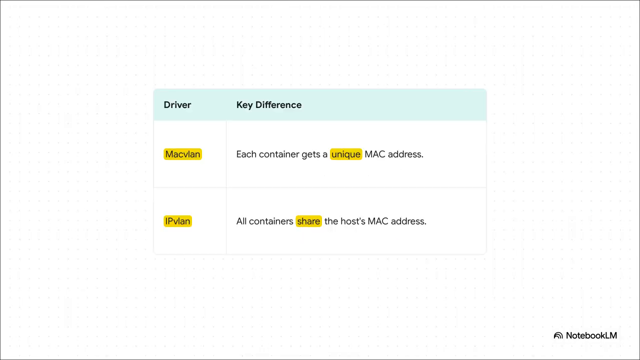You know, you'll probably see IPVLAN pop up right next to MAC-VLAN, and you might wonder what the difference is. Honestly, it's super simple. MAC-VLAN gives every container its own unique MAC address, so it looks like a totally separate physical device to your router. IPVLAN, on the other hand, makes all the containers share the host's MAC address. Now, why would you want that? Well, some really strict corporate networks might freak out if they see a bunch of different MAC addresses coming from one physical port, so in that rare case, IPVLAN is your friend.